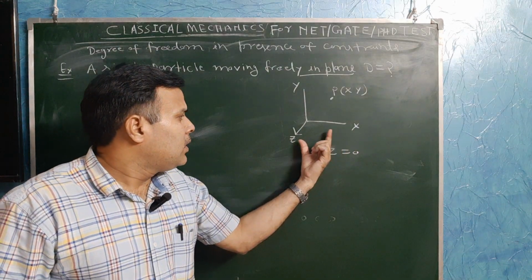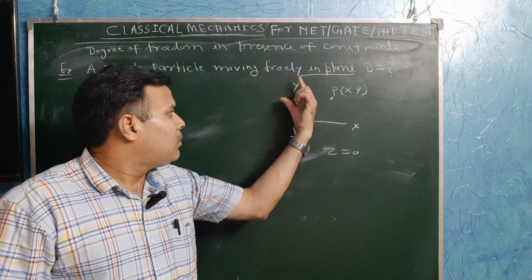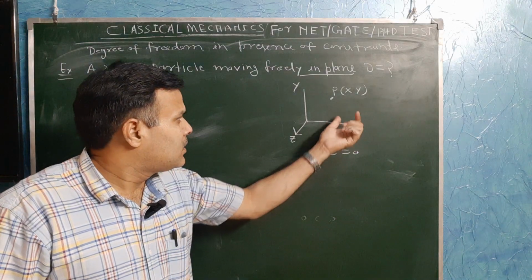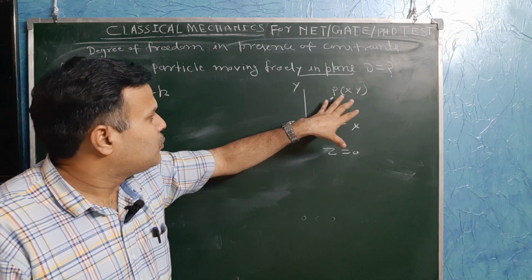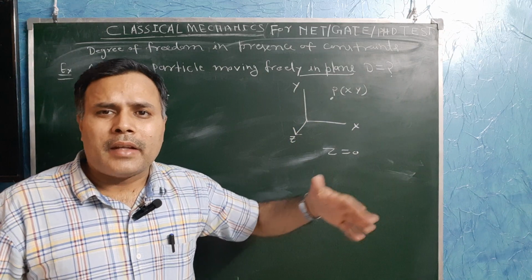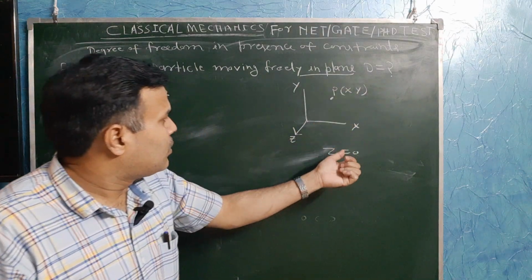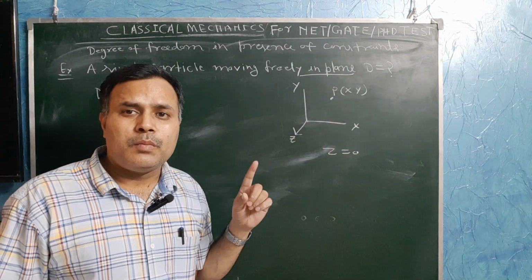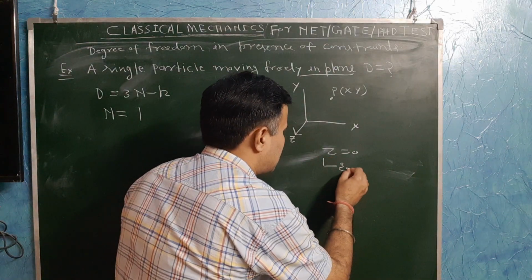If the particle is moving in the xz plane, then y equal to 0. If the particle is moving in the yz plane, then x equal to 0. So in this example, corresponding to this figure, we can see that the particle is moving in the xy plane. It could move in any xy, yz, zx plane. So take this one. The particle moving in the xy plane means z equal to 0. So this z equal to 0 is known as the equation of constraints.